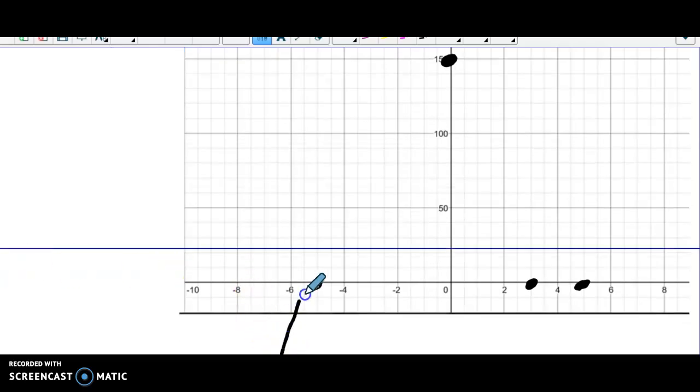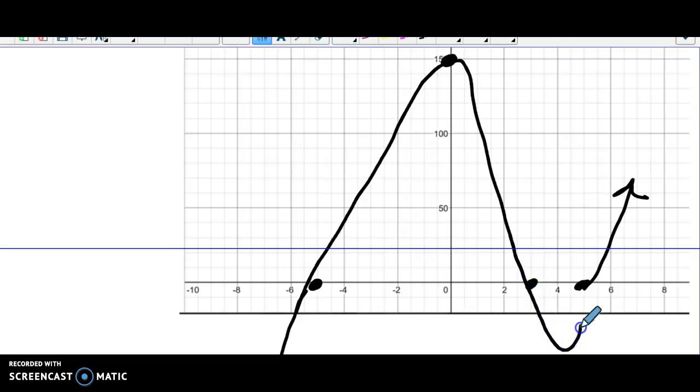So it's going to start out here, right? And again, end up going this way. So it looks like I'm going to have something like this. Okay, hitting all my points. I would need to maybe plot a couple more points.